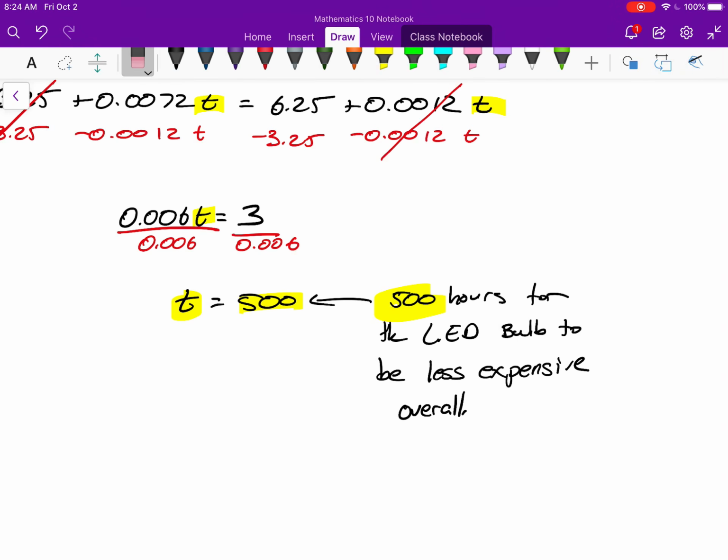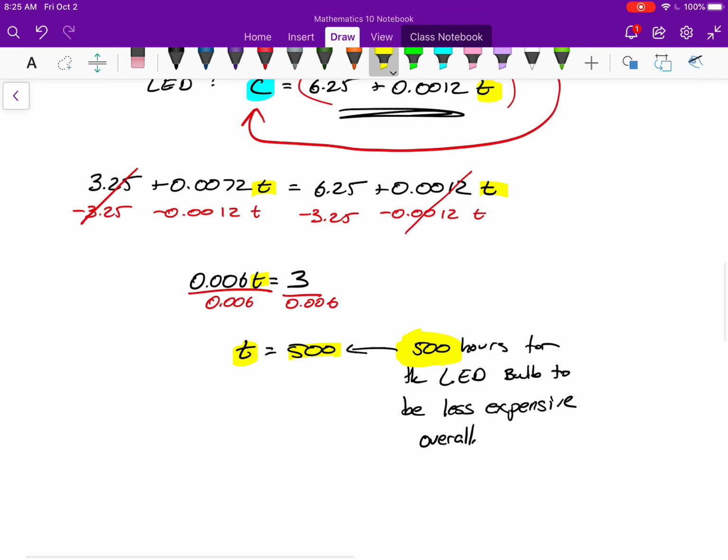So that last part asks us to think about, is 500 hours a lot? Is that a reasonable amount to make it cheaper? Honestly, 500 hours is not a lot for a light bulb. But keep in mind, you have to kind of think about the context of the question for that point.